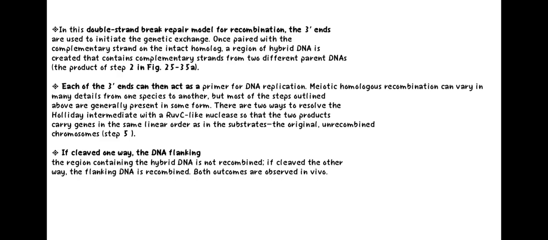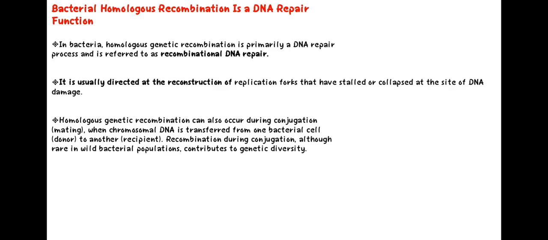There are two ways to resolve the Holliday intermediate with RuvC-like nucleases so that the two products carry genes in the same linear order as in the substrate, the original and unrecombined chromosomes. If cleaved one way, the DNA flanking the region containing the hybrid DNA is not recombined. If cleaved the other way, the flanking DNA is recombined. Both outcomes are observed in vivo.